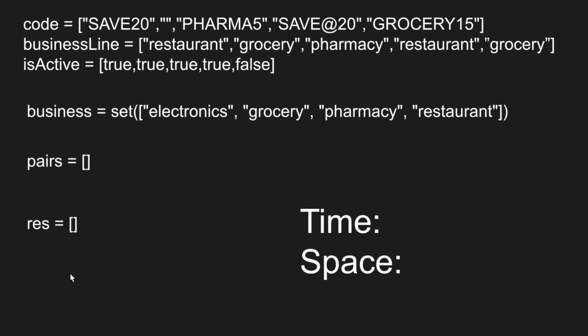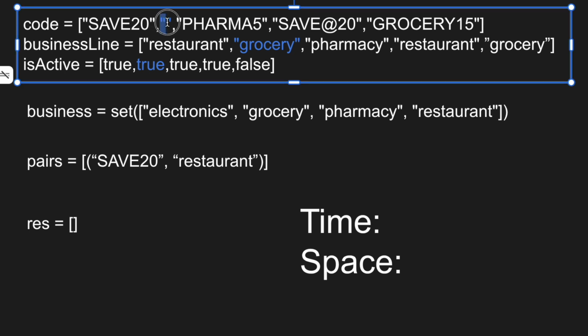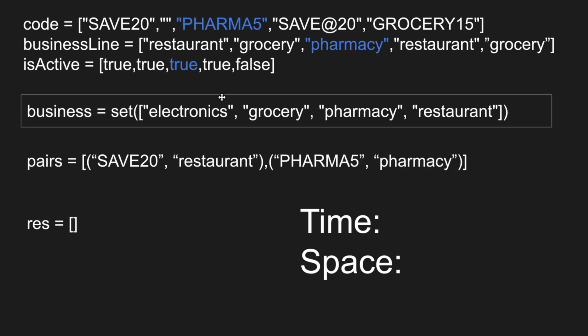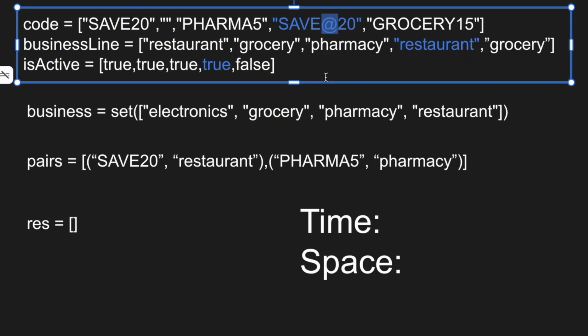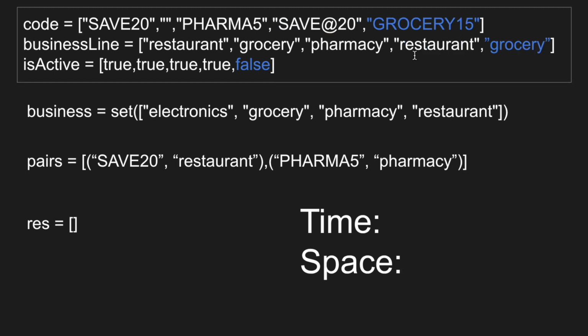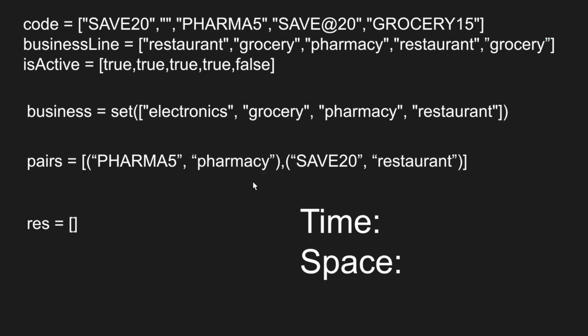So let's go through this example real quick. First, we see all these three are valid, so we add them to the pairs. This one's not valid because it's an empty string, so we move on. This is valid, so we add it to pairs. This is valid, so we add it to pairs. This is not valid because it has an invalid character in the coupon code, so we move on. And this last coupon is also not valid because it's not currently active. Now we will sort pairs according to the industry first, and pharmacy comes before restaurant, so we will sort them this way. Now it's sorted, so we will add them to the result. First we will add 4 and 5, then we will add save 20.